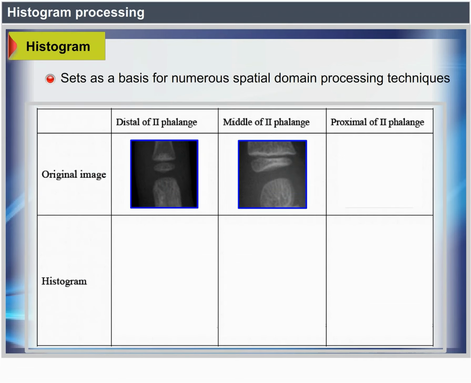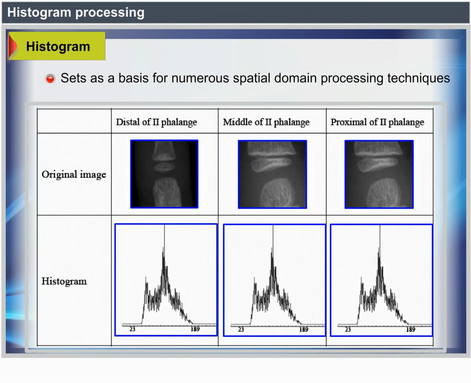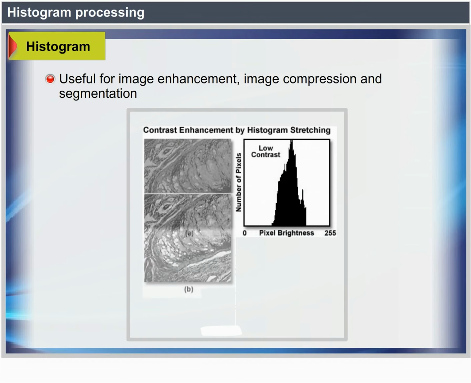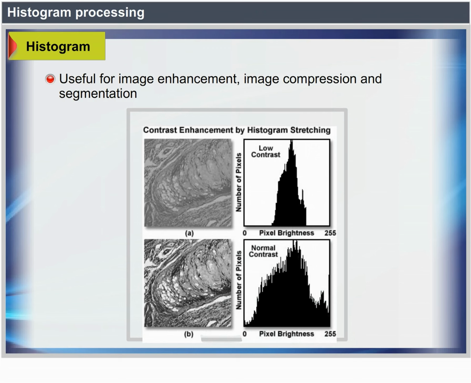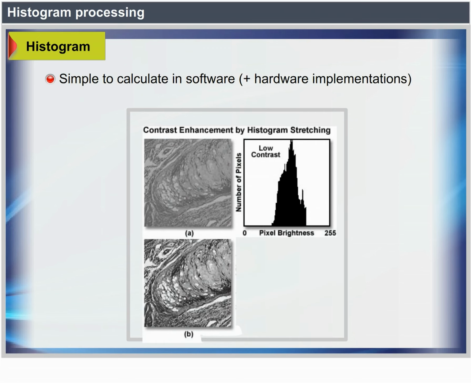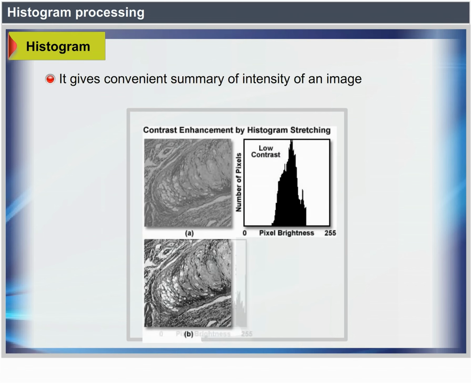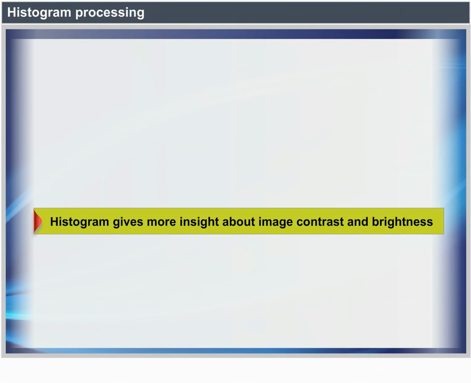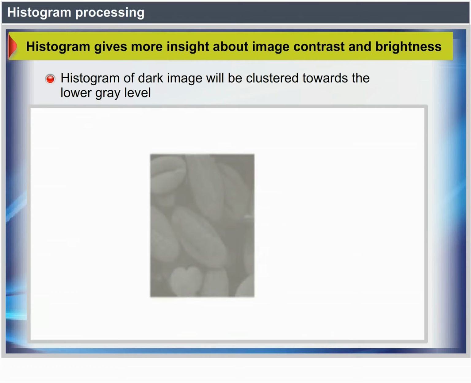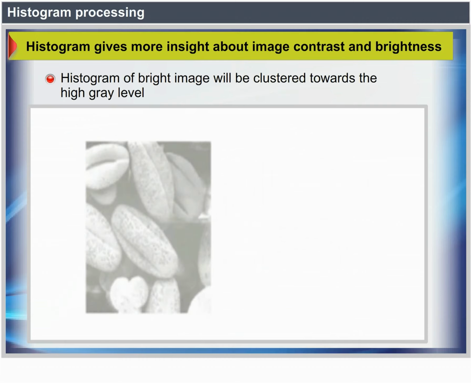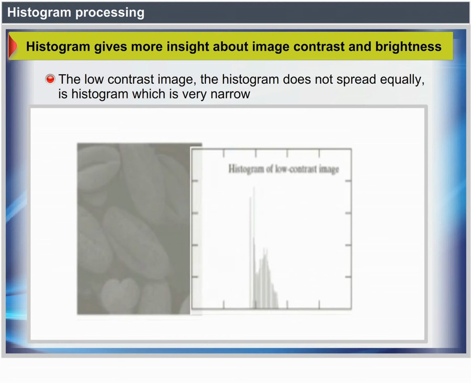Histogram of a dark image will be clustered towards a lower gray level. Histogram of a bright image will be clustered towards a high gray level. In the low contrast image, the histogram will not spread equally, that is, histogram will be narrow. In the high contrast image, the histogram will have an equal spread in gray level. Image brightness may be improved by modification of histogram range, h of rk or P of rk. 4 basic image types: dark, light, low contrast, high contrast, and the corresponding histogram.